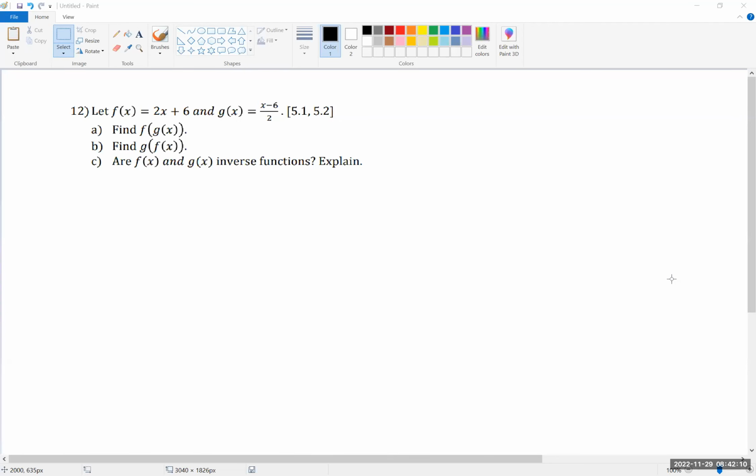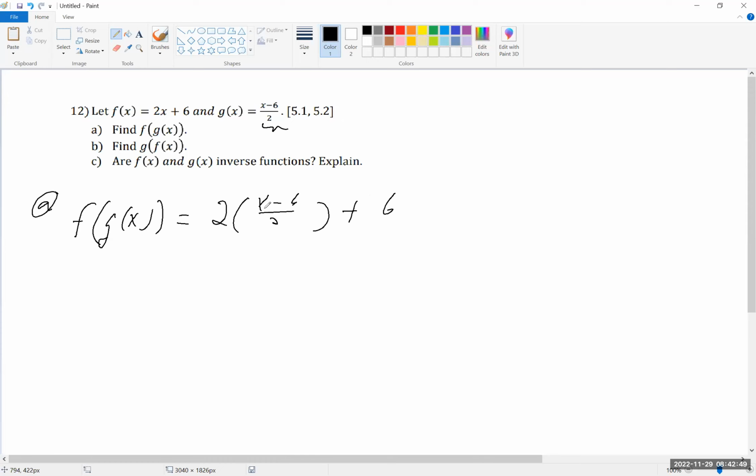All right, so this is number 12. It says let f of x be equal to 2x plus 6 and g of x be x minus 6 over 2. Find f of g of x. So we need to find f of g of x. So you take f of x, which is 2x plus 6, and inside of it, you're going to plug in g, which is x minus 6 over 2.